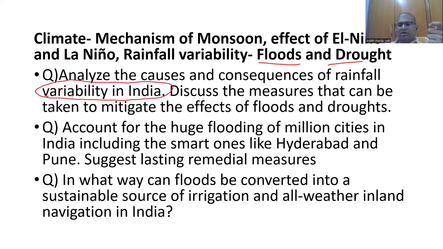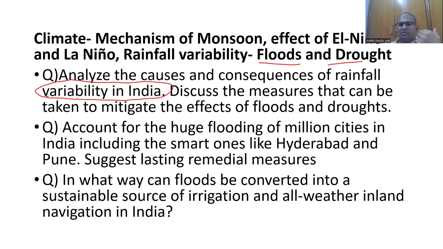If you move to the northeastern states, Western Ghats, Andaman Nicobar Islands, they receive more than 200 centimeters of rainfall. Okay, the central part of India, the peninsular part of India receives rainfall around 100 to 150 centimeters. And if you move to the northwestern part, the rainfall is much less, below 50.